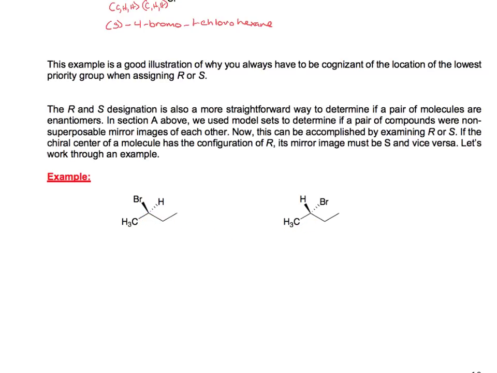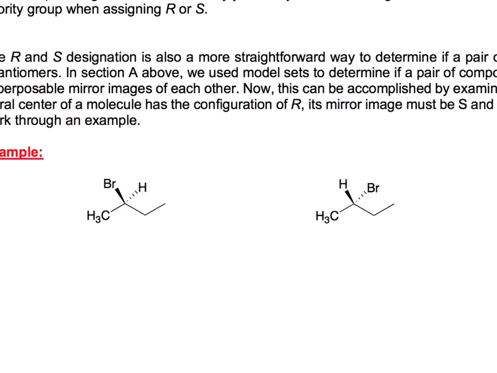So the way that we can do that then is we can just assign each of the two stereocenters and see if they are the same or if they're opposite. If they're the same, they're the same compound. If they're opposite, they're enantiomers. So let's zoom in here.